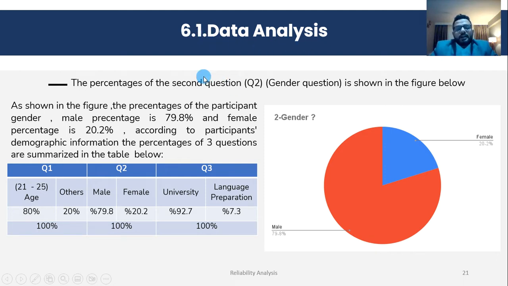And here, data analysis. The percentages of the second question, the gender question, are shown in the figure below, and as we can see, male is more than female among those who answered the questionnaire. Question one, question two and question three were about demographic information, and here we can see the percentages of these questions.